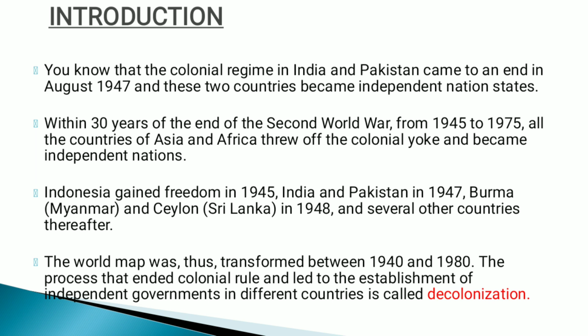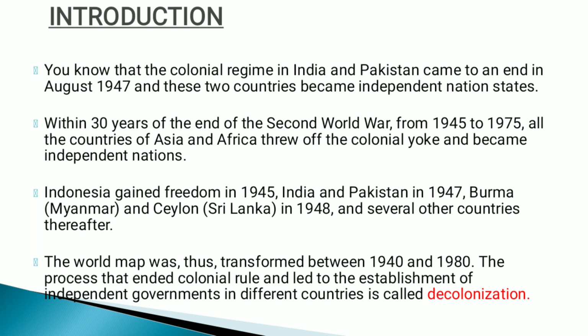You know that the colonial regime in India and Pakistan came to an end in August 1947, and these two countries became independent nation states. Within 30 years of the end of the Second World War, from 1945 to 1975, all the countries of Asia and Africa threw off the colonial yoke and became independent nations.